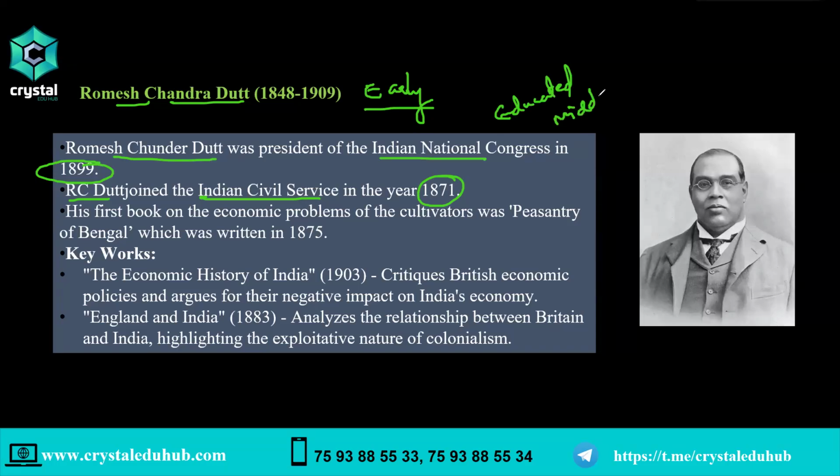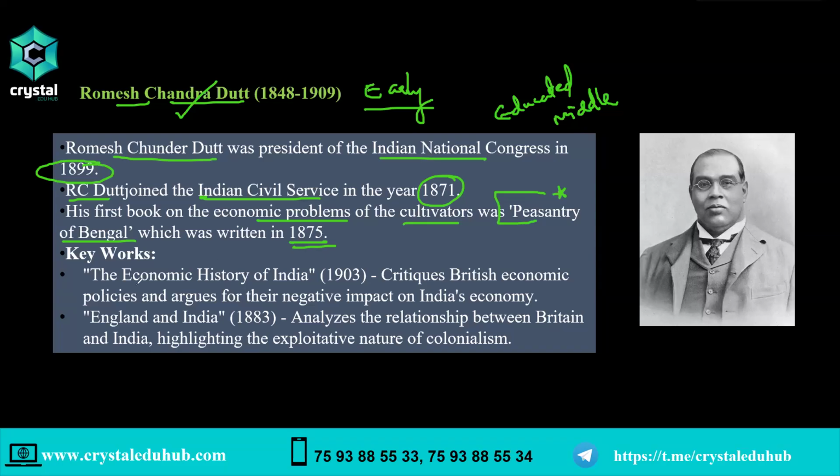You know the contribution of the educated middle class like R.C. Dutt and Dadabhai Naoroji all helped the development of the Indian nationalist movement by having their own contributions, like the drain of wealth theory, right? This person also contributed towards the drain of wealth. His first book on the economic problems of the cultivators was The Peasantry of Bengal, written in 1875. In 1875 we can see one very important work, The Peasantry of Bengal.